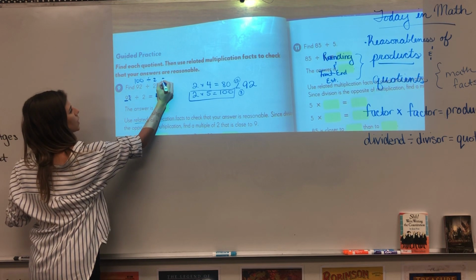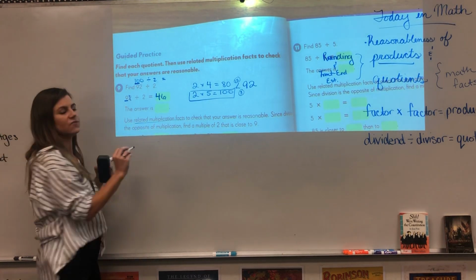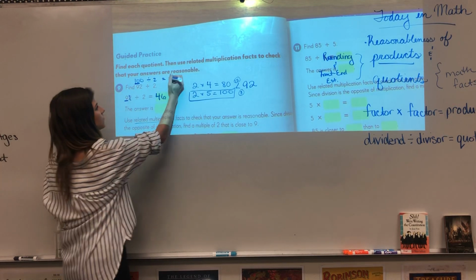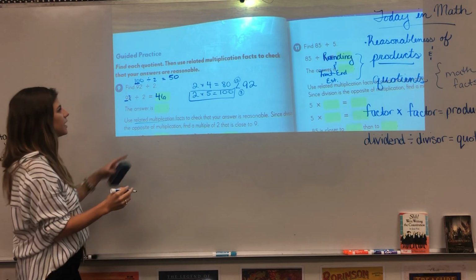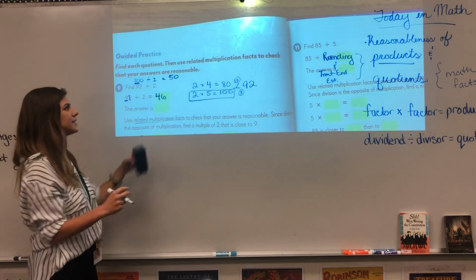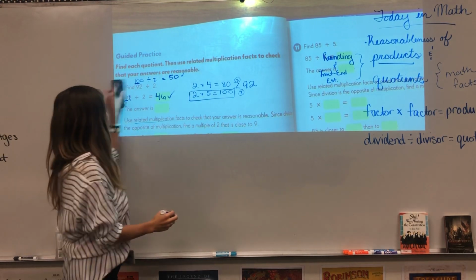So we can do 100 divided by 2 in our head because we can do 10 divided by 2 in our head. So 10 divided by 2 is 5. 0 divided by 2 is 0. Okay, is 46 close to 50? Yeah, they're only 4 apart. They're really close together. So our answer is reasonable.